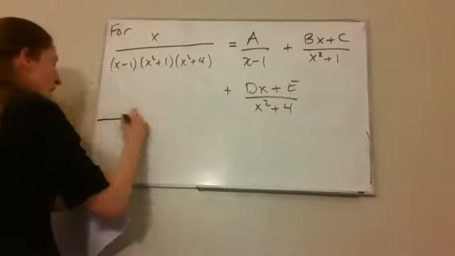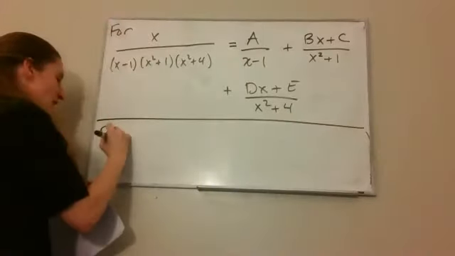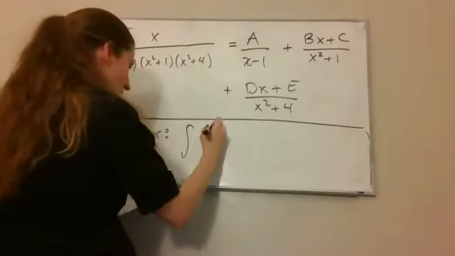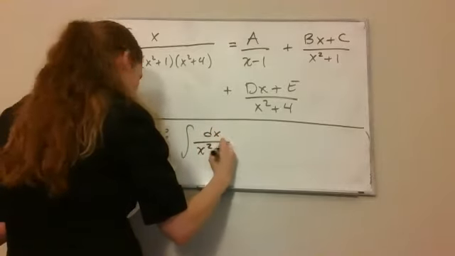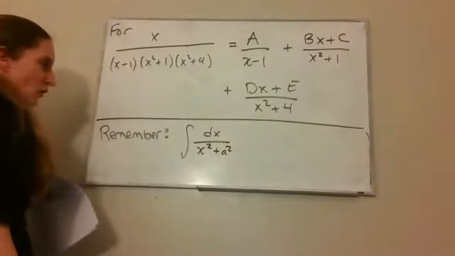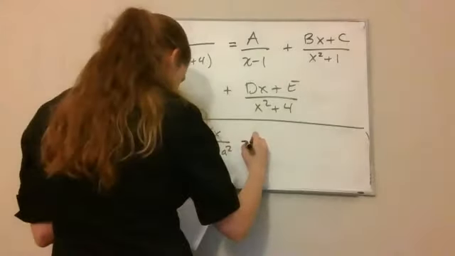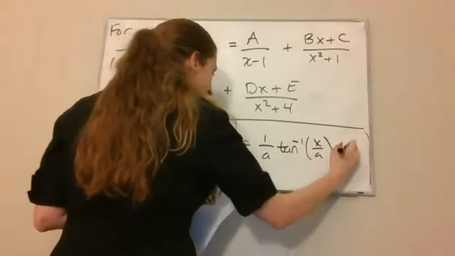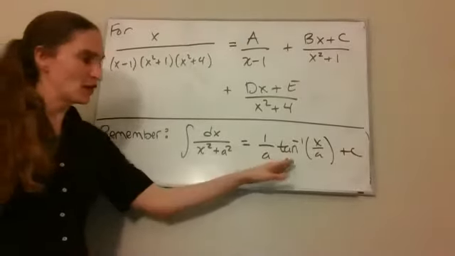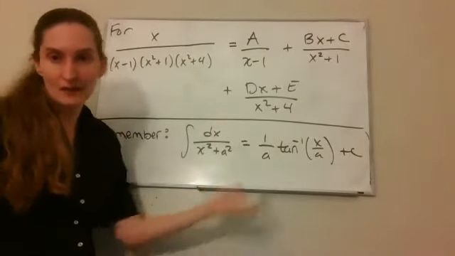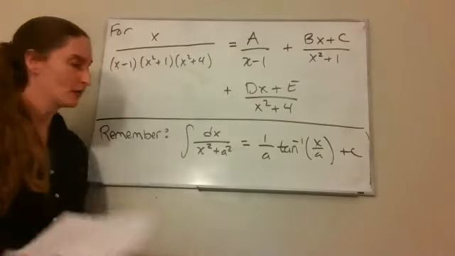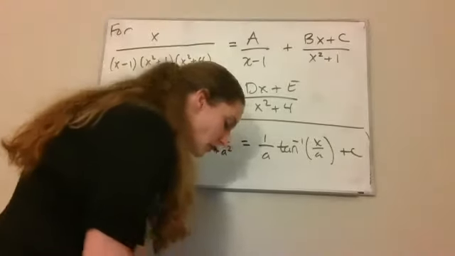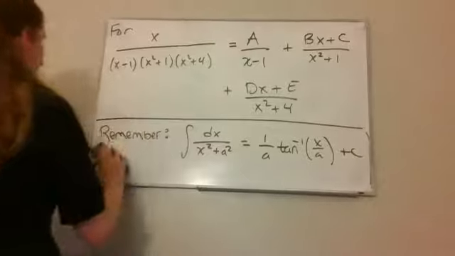Now, before I do an example all the way through of this, here's a little reminder for you. You should know this from Calc 1, but I know sometimes people forget. If you have an integral that looks like 1 over x squared plus a squared, that is equal to 1 over a times the inverse tangent of x over a. And some of you probably are used to seeing inverse tangent as arctan. Same thing, use whatever notation you like better. These come up quite a bit when you have irreducible quadratic factors. So I just wanted to remind you of that before we get to an example.